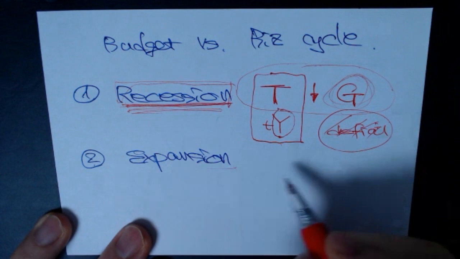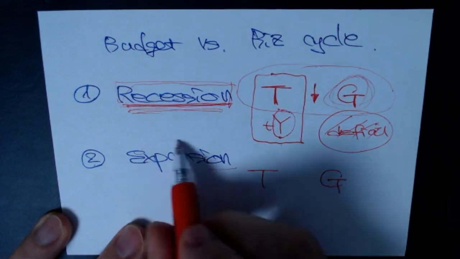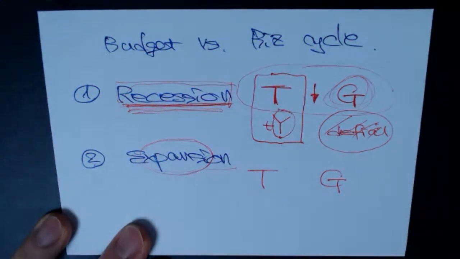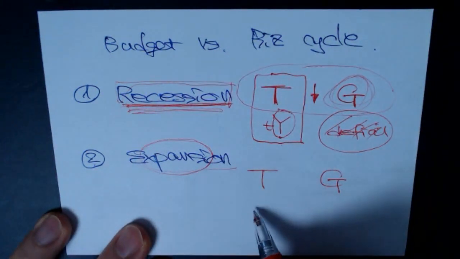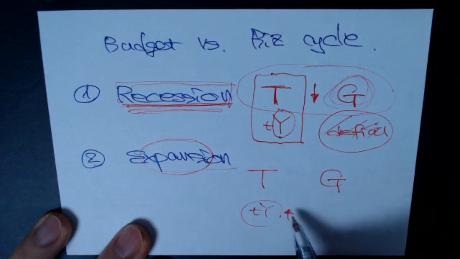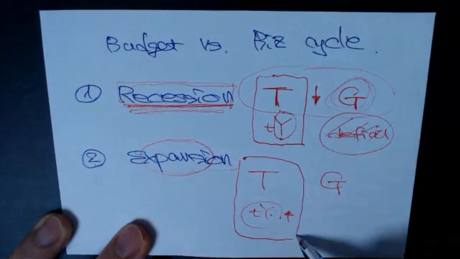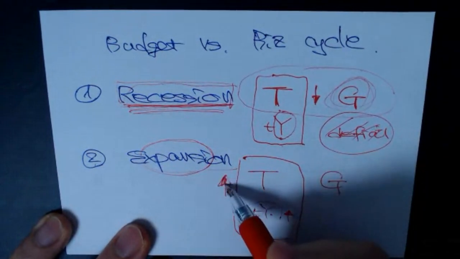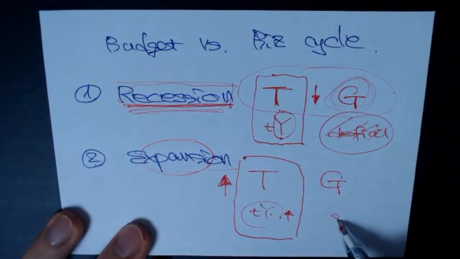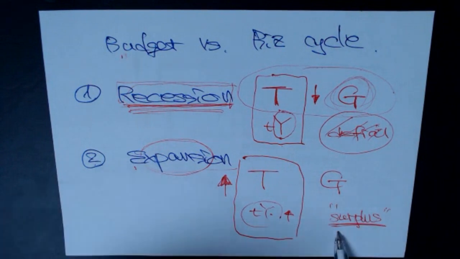What about expansionary? Same logic. We define expansionary as national output increases. So Y is likely to increase, because T increases. So this one is likely to increase. So without doing anything, the government budget is likely to record a surplus.